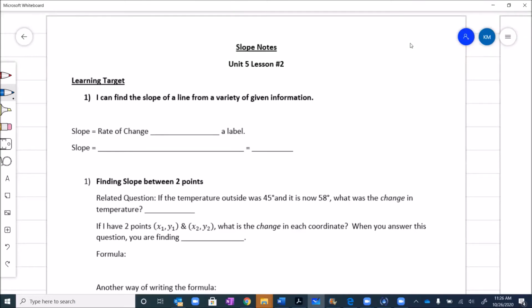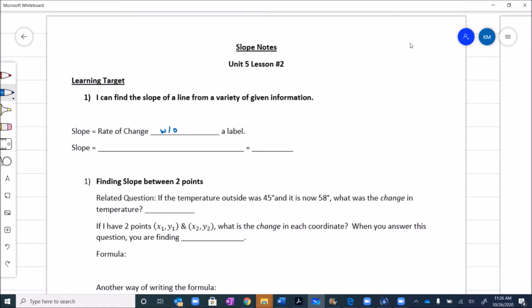Today we're going to look at slope notes. At the end of the video, you should be able to find the slope of a line from a variety of given information. Okay, so lastly, in this video we will look at rate of change, and slope is basically rate of change without a label.